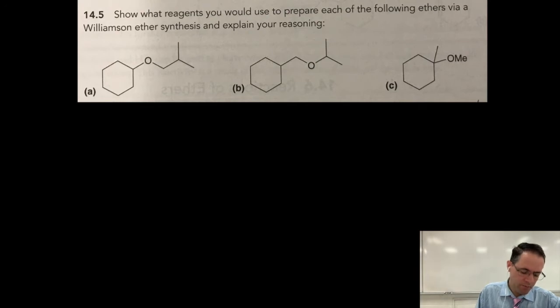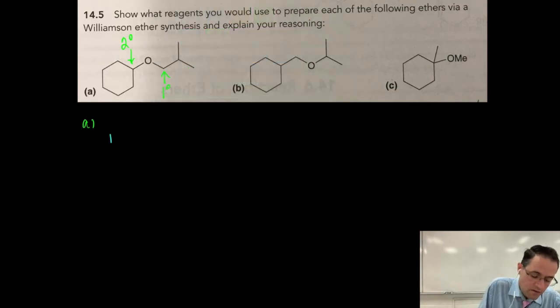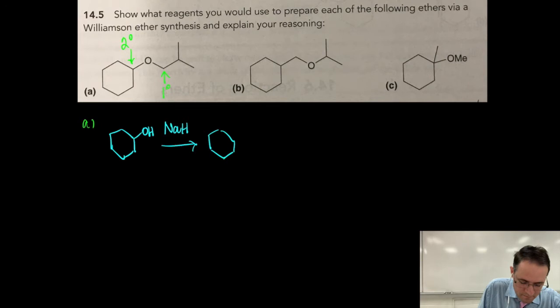Here we have in part A a cyclohexyl group, and that's a secondary carbon. And we have this isobutyl group here, which is a primary carbon. So remember what you want to do. You want to select your more substituted alcohol. So we're going to start this synthesis with cyclohexanol. Okay, and you want to treat this with sodium hydride. That gives you the alkoxide, which is a very good nucleophile.